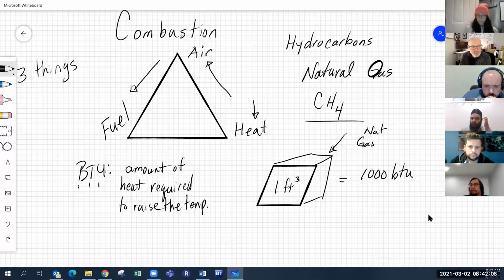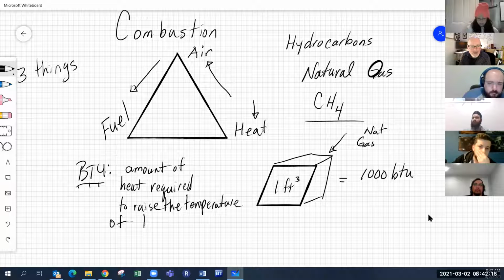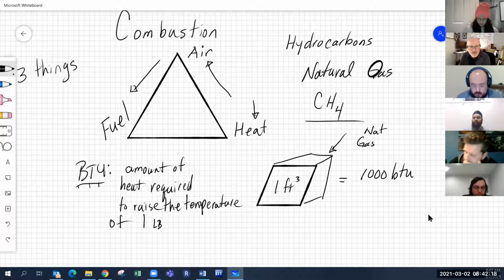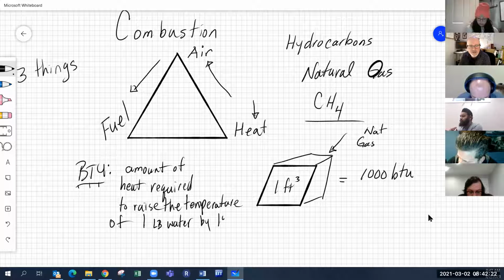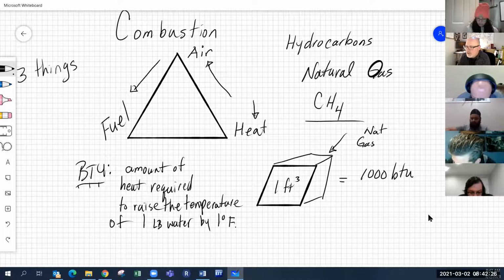Yeah. So a BTU is the amount of heat required to raise the temperature of 1 pound of water by 1 degree Fahrenheit. That is the definition of a BTU.